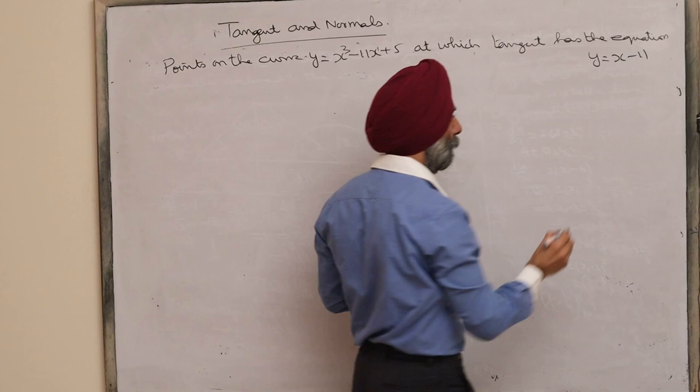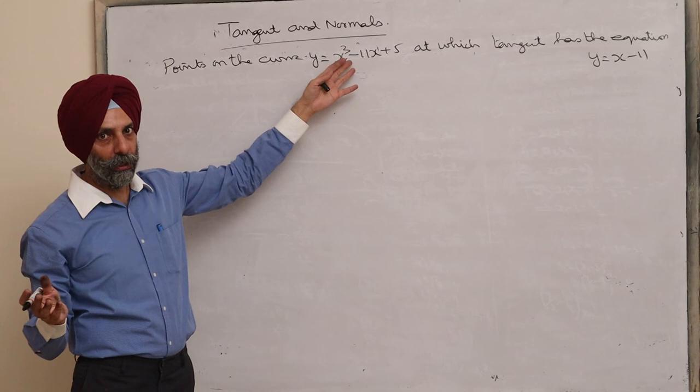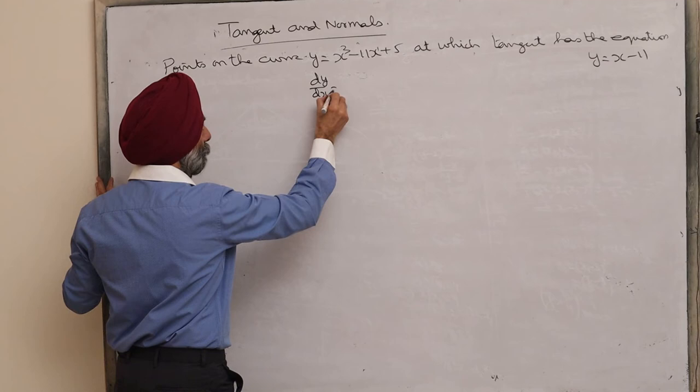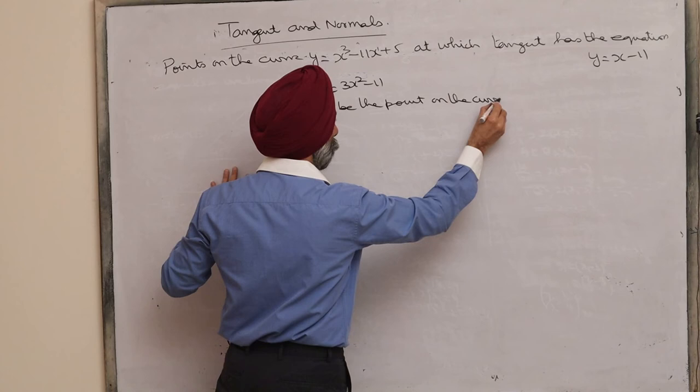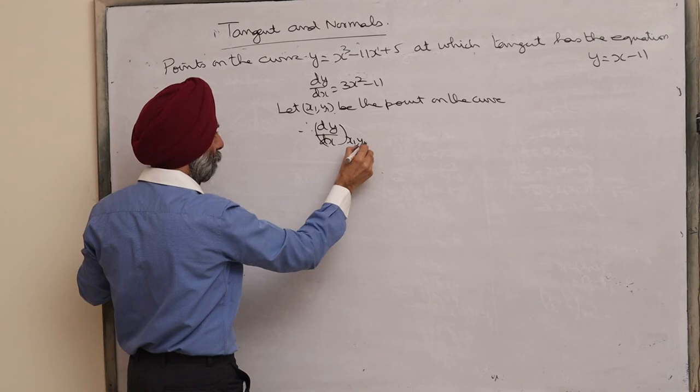So in all these questions we have to consider any point on the curve, that is x1, y1. First we need to differentiate this. So what is dy over dx? This is equal to 3x square minus 11. Let x1, y1 be the point on the curve. Therefore dy over dx at the point x1, y1 is equal to 3x1 square minus 11.